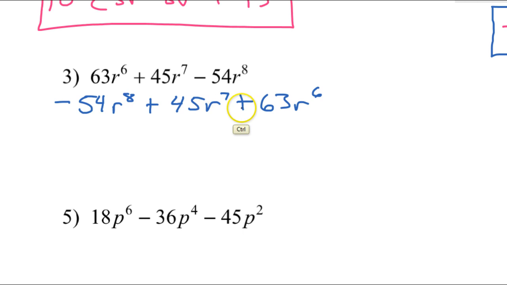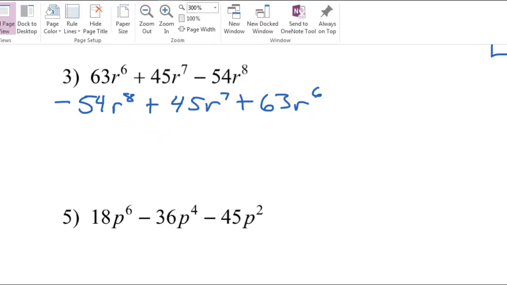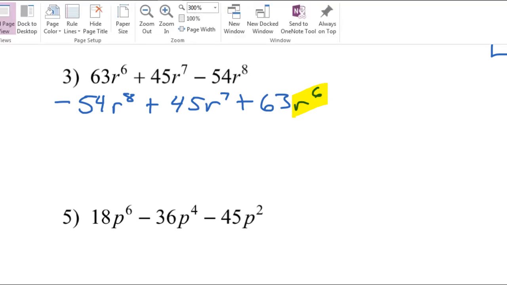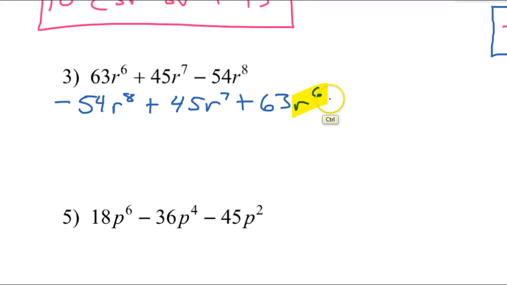What's the smallest amount of variables that you see? Well, you see this r to the 6th power? That's the smallest. That means r to the 6th power will be part of the GCF. So I'm definitely going to have r to the 6th power. So now I turn my attention to the number part. So I have 54, 45, 63. What are they all divisible by?